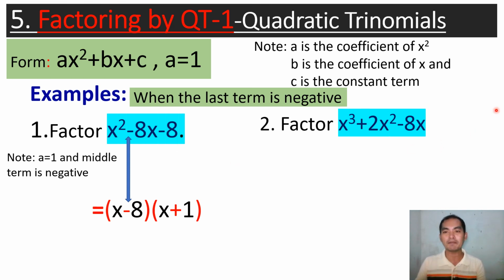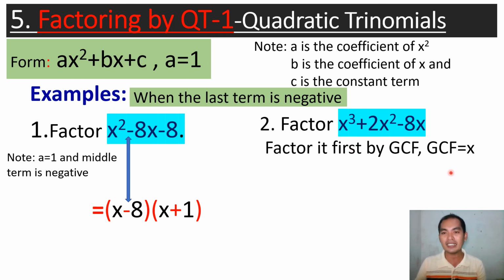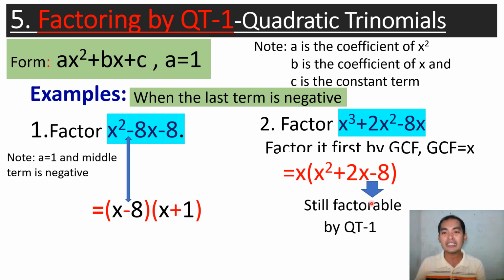Another example. Suppose the given is x cubed plus 2x squared minus 8x. How to factor it? By GCF first, which is x. We have x times the quantity. I-divide yung x cubed by x. We have x squared. Yung 2x squared by x, we have 2x. And negative 8x by x is negative 8. Still, factorable yung x squared plus 2x minus 8 by QT-1.